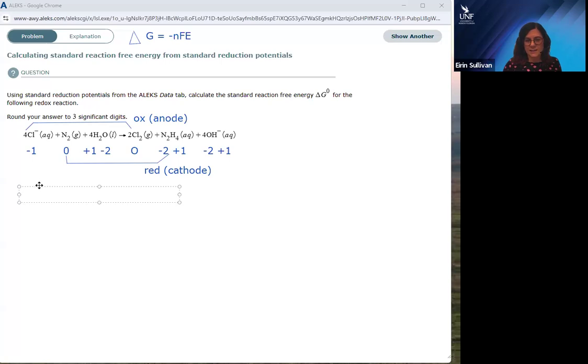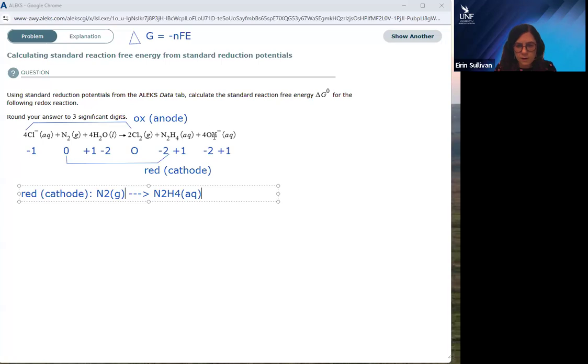In terms of half reaction, then, the nitrogen half reaction is going to match what we see in our ALEKS data tables. So the reduction occurring at the cathode is going to be N2 gas going to N2H4 aqueous, and of course we would need to go ahead and balance that. It doesn't tell me, but I can look at the hydroxide there, and I think this is going to be one of those occurring in basic solution.